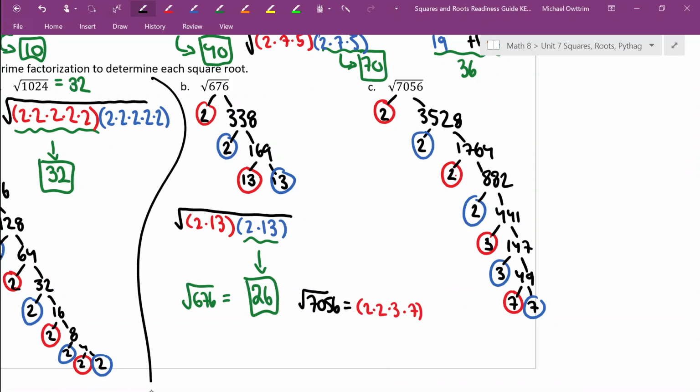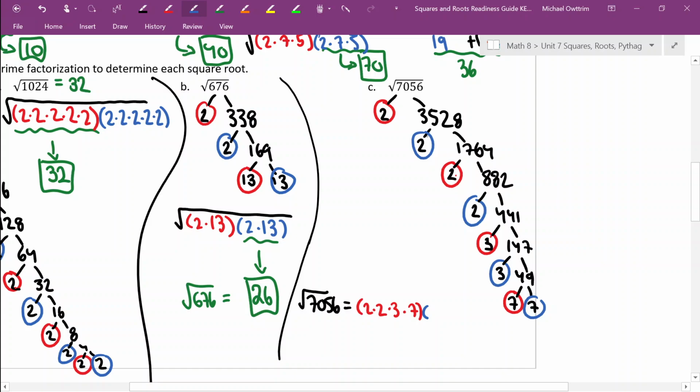Let's add some dividing lines here. And our blue group as well: 2 times 2 times 3 times 7. Since we're square rooting all of this, we want to know the value of one of those groups since it is multiplied by itself. 2 times 2 is 4, times 3 is 12, times 7 is 84. So the value of our square root is 84.